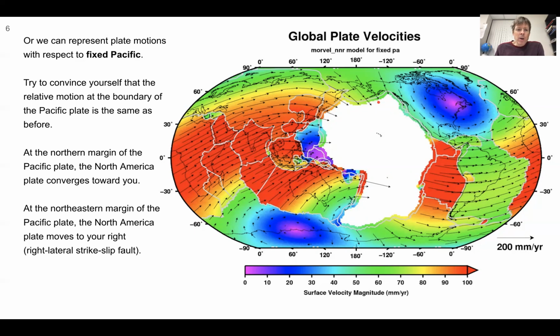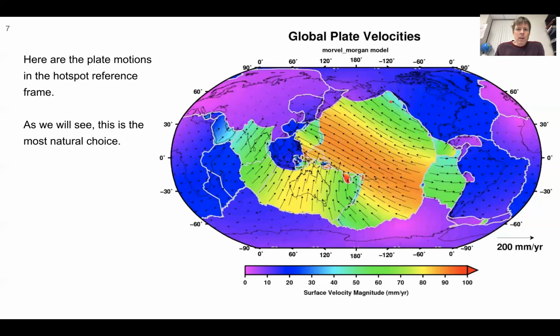At the northeastern margin of the Pacific plate, say here or along here, the North America plate moves to your right. So standing on the white, looking toward North America, the plate's moving to the right. Again, right lateral strike slip fault, San Andreas, or the Queen Charlotte Fairweather transform. So again, here are the plate motions in the hotspot reference frame. As we will see, this is the most natural choice.